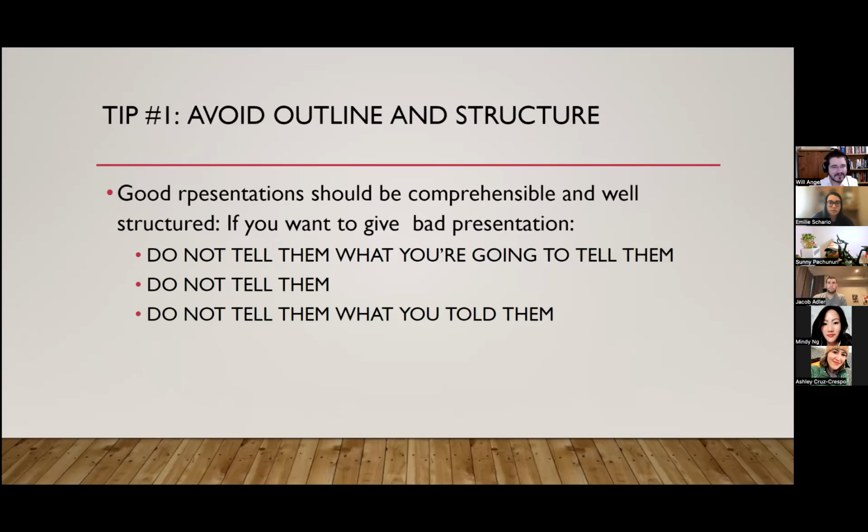So next tip, avoid outline and structure. A good presentation should be comprehensible and well-structured. So if you want to do a bad presentation, don't tell them what you're going to tell them. Don't tell them it, and then don't tell them what you told them. So just take all the classic good presentation advice, flip it on its head.